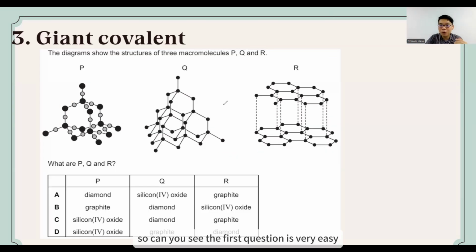So can you see the first question is very easy. They say there are 3 macromolecules P, Q, R. P consists of 2 types of atom. We can confirm it as silicon oxide. Q is 1 type of atom and forms a 3D structure, confirmed diamond. R forms layers, so it's graphite, so it's C.